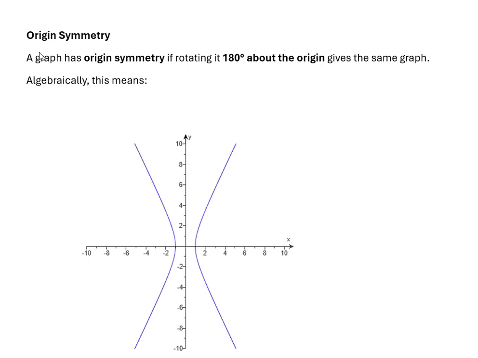I have some questions about origin symmetry: when do we have it and when do we not? Think about it this way: when a graph has origin symmetry, it's rotating 180 degrees about the origin. But let's think about this algebraically. So I'm going to get my drawing.